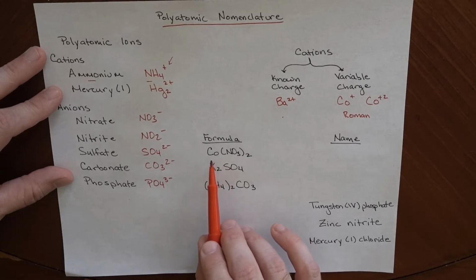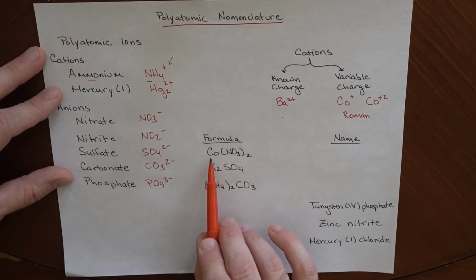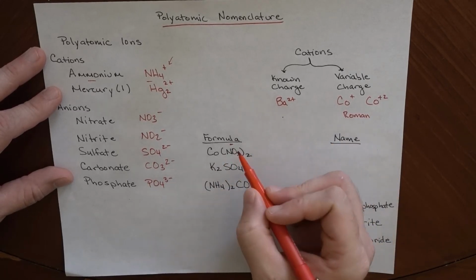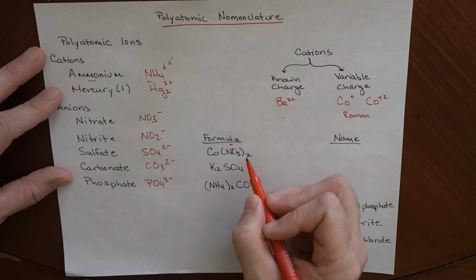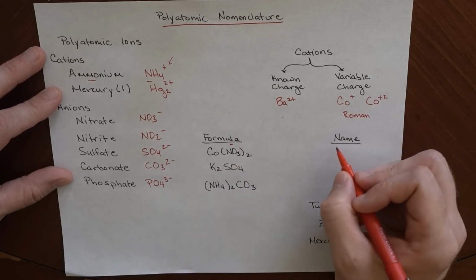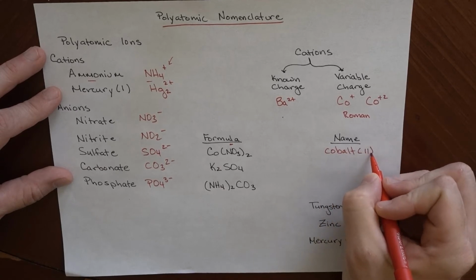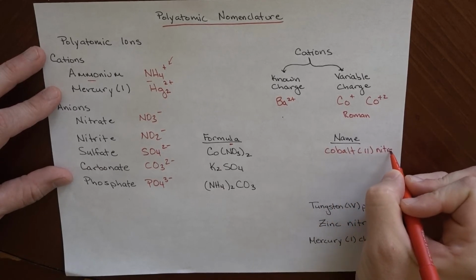So this is cobalt. Cobalt is one of the elements that we don't always know the charge of, and there's nitrate. Each nitrate has a -1 charge, and there are two of them. So the total negative charge here is -2, which means cobalt must have a charge of +2. So this would be cobalt(II) nitrate.